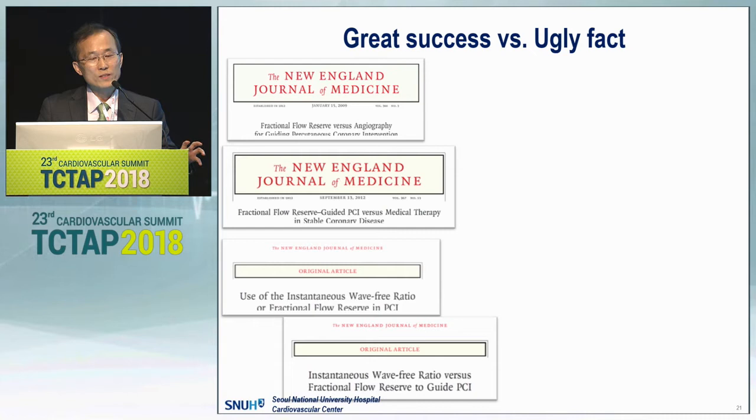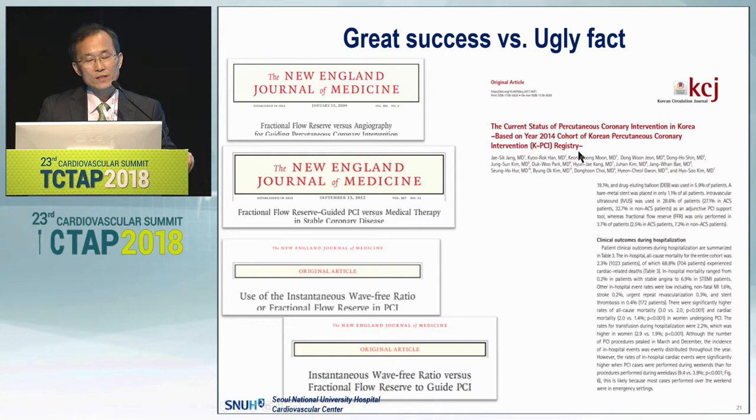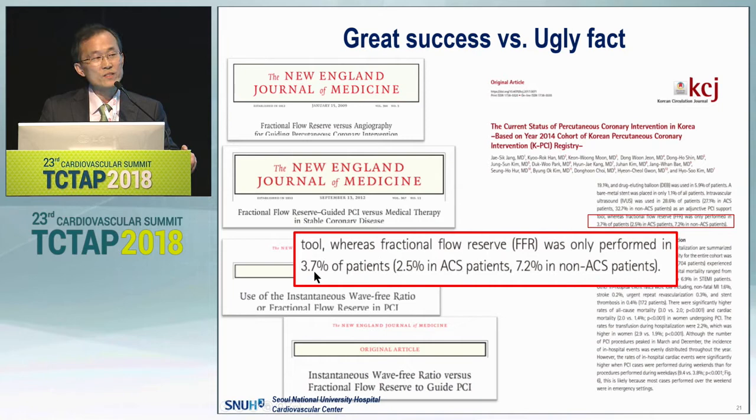But actually, in terms of academic achievement, both had a great achievement, but I think that the ugly fact is hidden here. This is a report from the 2014 Korean PCI registry, and the ugly fact on this physiology volume is that the use of FFR is only 3.7%. It's only 3.7%, and this is the ugly fact.